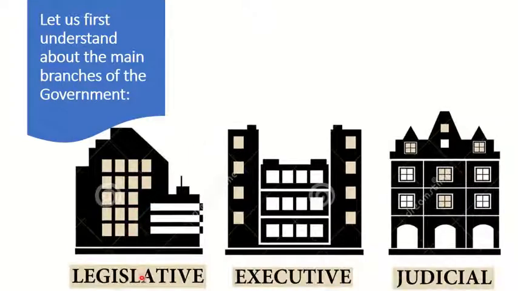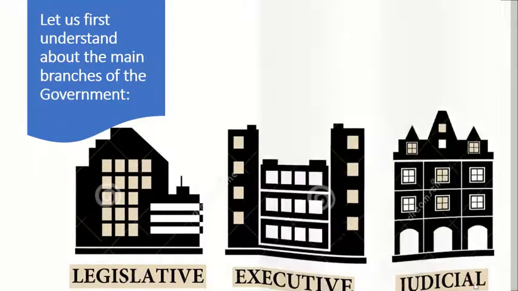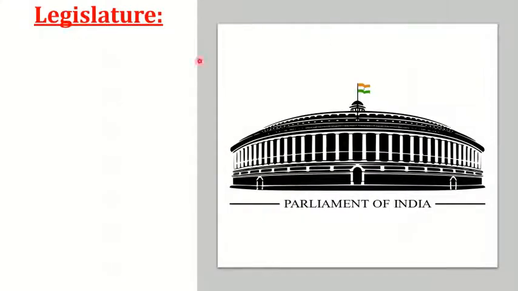Let us first understand about the main branches of the government. That is the three branches that we have: the legislative, the executive, and the judicial. So what we are going to study in this video is the legislative, and in the upcoming videos I'm sure I will cover the executive and the judicial as well. So the legislature has some features that we are going to study first. The first one is that it makes the laws.